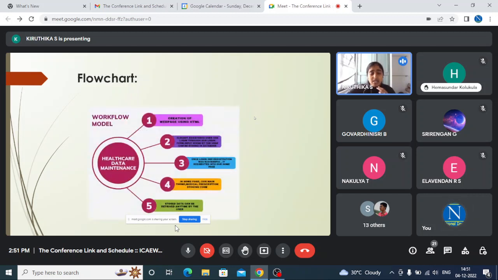This is how the app would be. This is the flowchart of the app. First, there will be the creation of the web page using HTML, CSS, and other languages. Already registered users can log in through the form, or else they have to register. After login, the page will redirect to the home page. In the home page, we have a medical prescription form and storing form and everything. After that, stored data can be retrieved by the user.